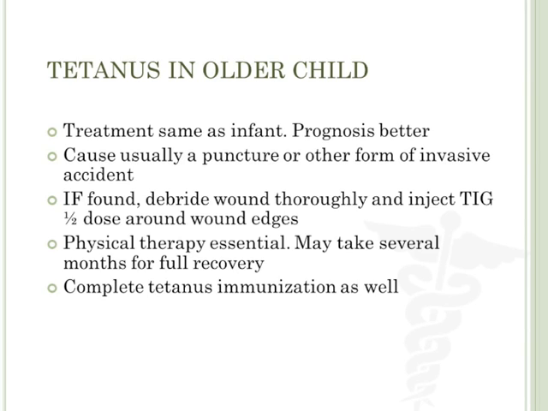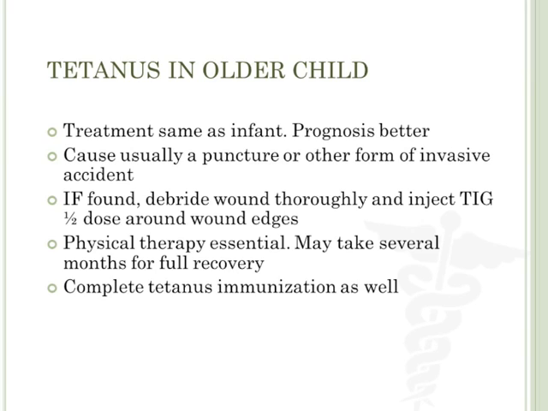Once it's found, you want to debride the wound if you can find it. Sometimes the wound is too small to find, and you don't really even see where it came in, but if it does, you want to debride it thoroughly because there still may be some tetanus spores there, and inject tetanus immune globulin, half around the wound and the rest IM if you have it.